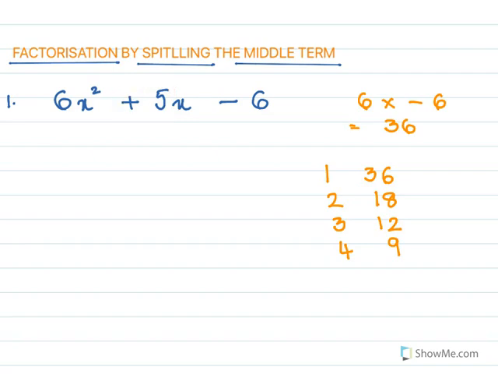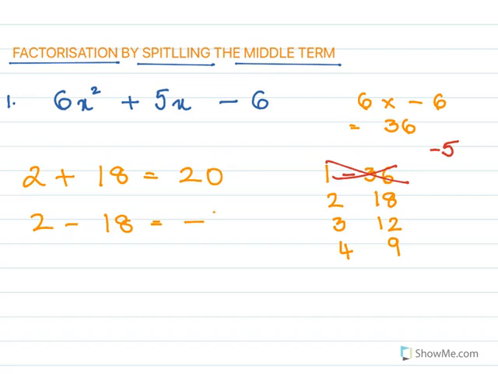So in the first case, we will maybe add 1 and 36, and that will be 37. Remember, our aim is to get minus 5. So we don't get that. If we subtract 1 and 36, we get minus 35. So that too won't do. So we reject the first case. Now we take 2 and 18. Now 2 plus 18 give us 20, and 2 minus 18 give us minus 16. In either case, it does not give us 5. So we reject this too.